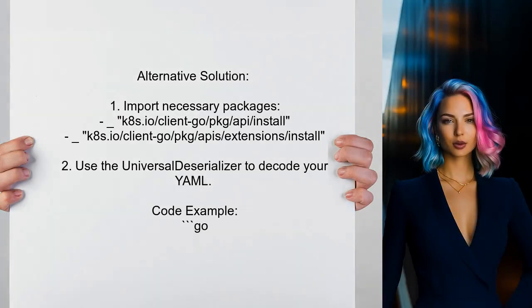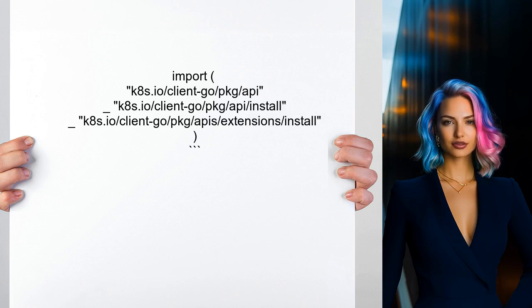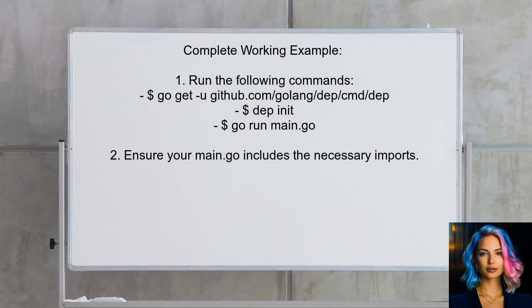An alternative solution provided by another user suggests that to successfully deserialize a Kubernetes YAML file, you need to import specific packages. They recommend importing k8s.io/client-go/apis/extensions/install to ensure the schema is not empty. The user also provides a complete working example showing how to set up your Go environment and run the code. They emphasize that importing the correct packages allows you to use objects in version 1, like pods or services.